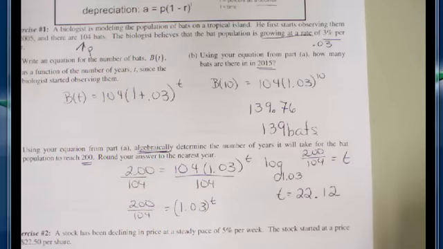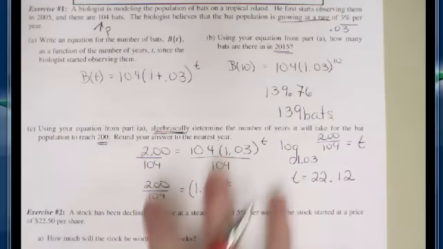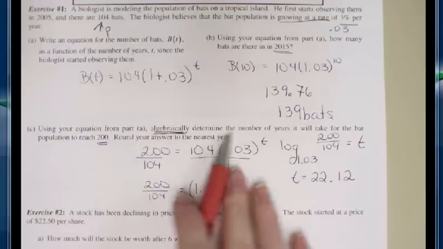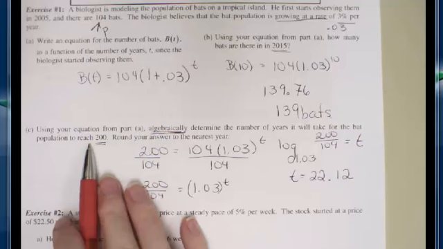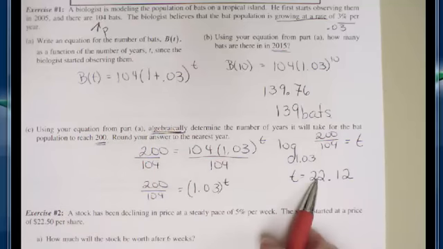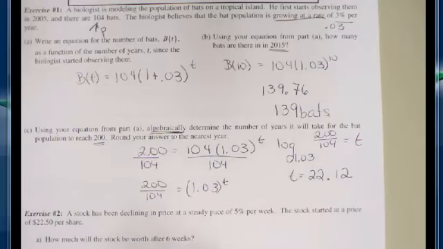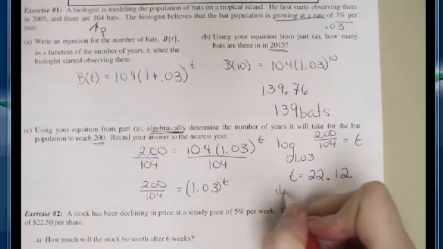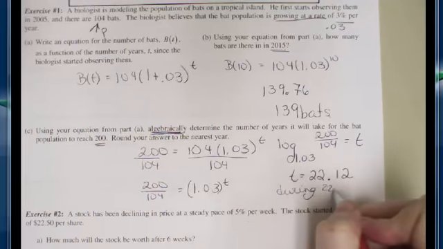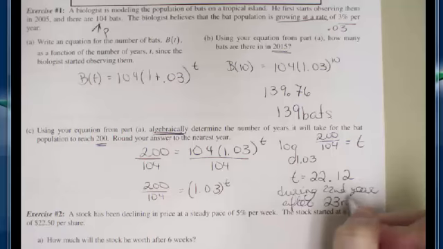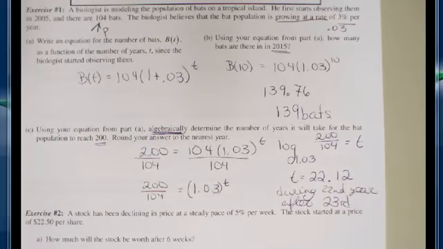So using all the stuff that we'd learned recently, I'll type that in and I get T equals 22.12. And now here's where these questions you really have to be careful. We've done the algebra. We have correctly solved for T. Determine the number of years it will take for the bat to reach 200. Now, technically, if you look at 22.12, that rounds down to 22. But at 22 years, if you plug that in, they have not reached 200 bats. It's during the 22nd year. So you're going to write during the 22nd year or after the 23rd year. So that answers both questions.